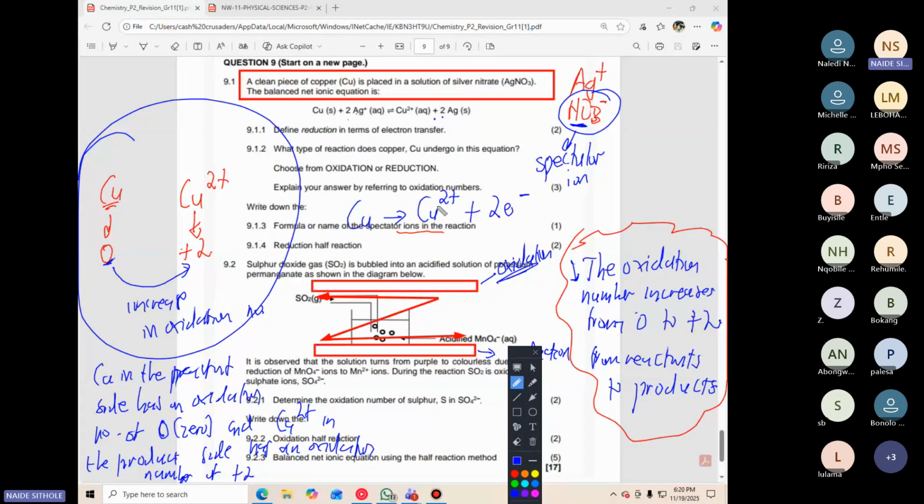Right? So formula or name, they want the formula or name. So obviously, you can just write the formula, NO3 minus.